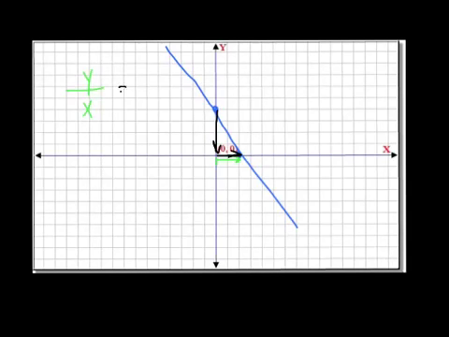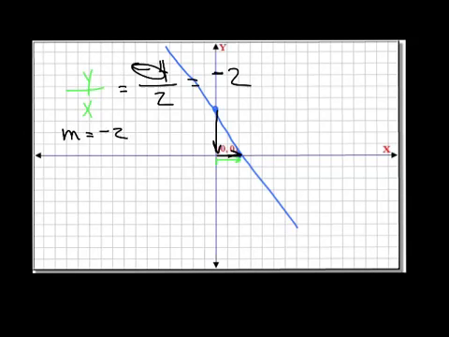So when I go down, that means I went negative 4. And because I went right 2, I went over 2 positive. So 4 over 2 is 2, and then I drag my negative. So my slope is negative 2.